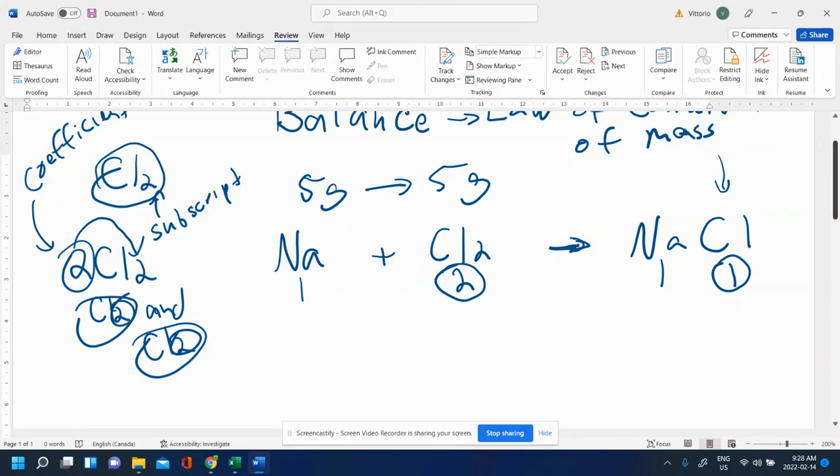So the only way to balance an equation is to change the coefficients you have in the front. When there's no coefficient, it really means 1. You cannot change the small numbers, the subscripts. You can't change these because then you change the whole substance altogether. So you can only change what's in the front.